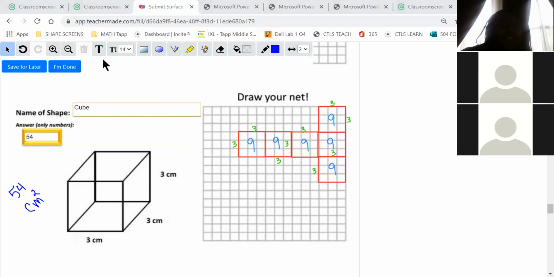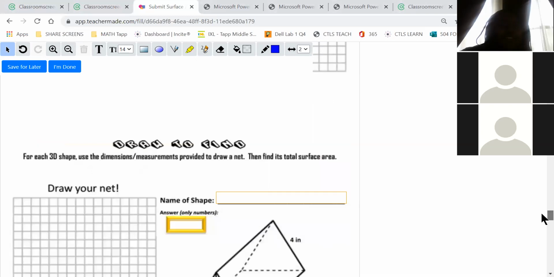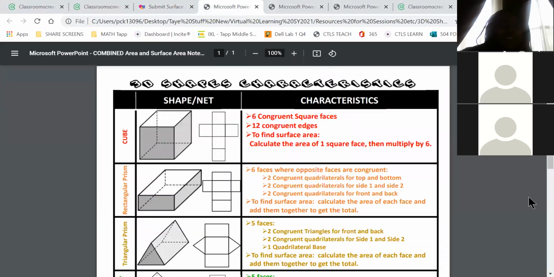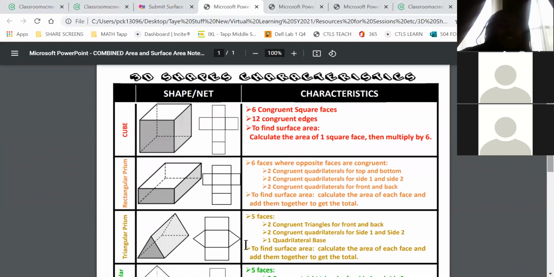Okay, so let's go on to the next one. I'm going to clear this one. Okay, so this name of the shape, this is a triangular prism. So if we look back at our notes, our triangular prism looks like this. It's like 3 quadrilaterals with little wings on the base, the center quadrilateral.